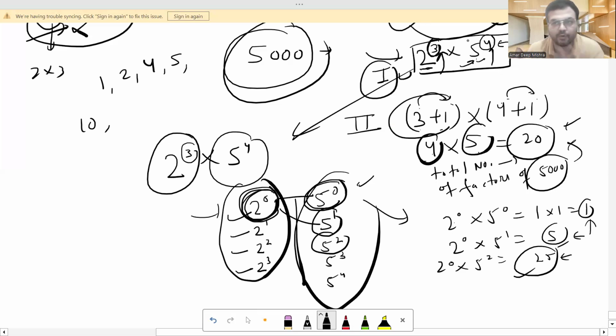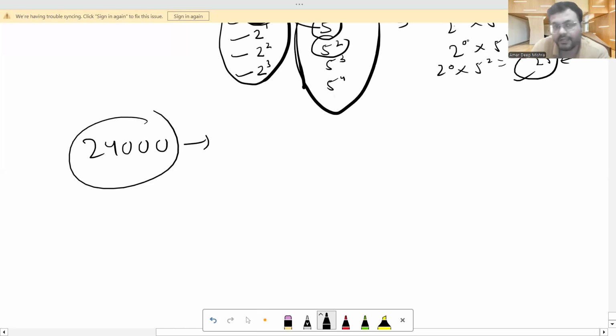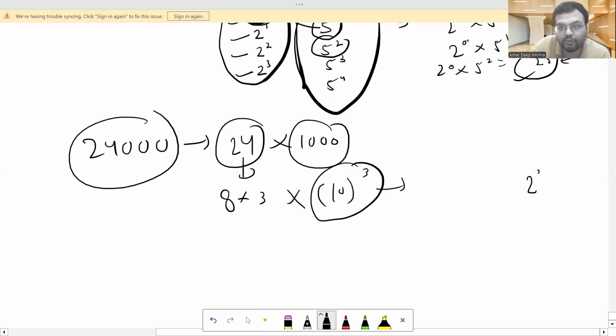Now let us solve one more question. Let's say we have 24,000. We have to find out the total number of factors for 24,000. So the first step is to convert the number into its prime factor format. So 24,000 can be written as 24 into 1,000, right? Now 24 further can be written as 8 into 3. And 1,000 is 10 whole cube. 10 is 2 into 5. So this value will come out to be 2 cube into 5 cube.